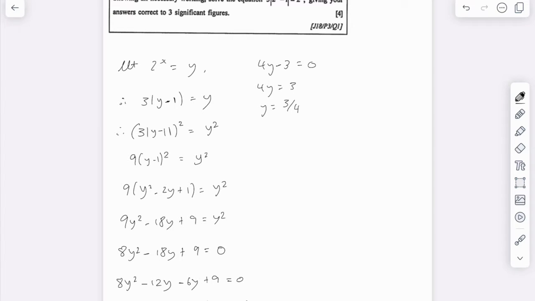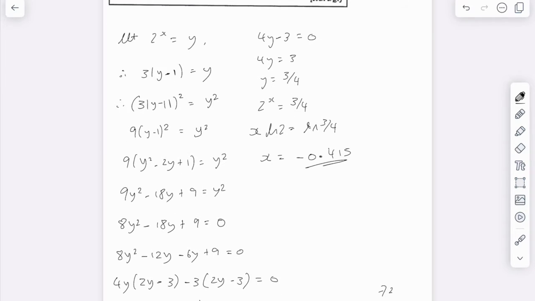Okay, so therefore I can say 2 to the x is equal to 3 over 4. Okay, so therefore I can say the following, take the ln of both sides. Okay, x ln 2 is equal to ln 3 over 4. Okay, so x then is going to equal, what are we going to get from this? Plug into my calculator. Okay, we're going to get a value of negative 0.415.